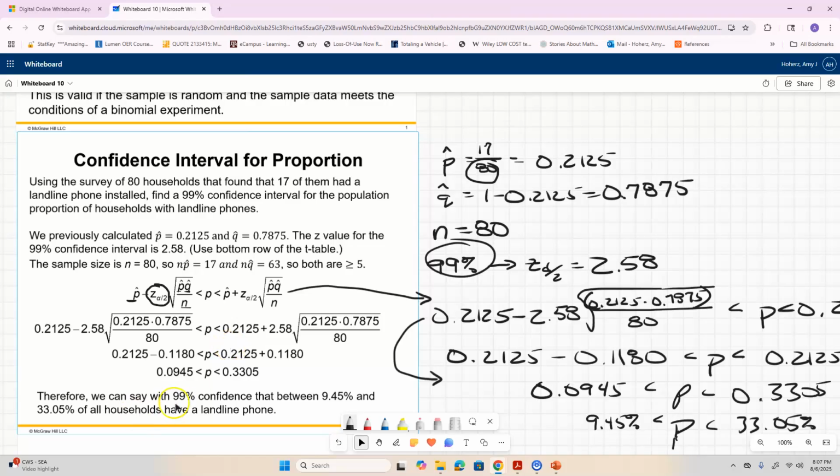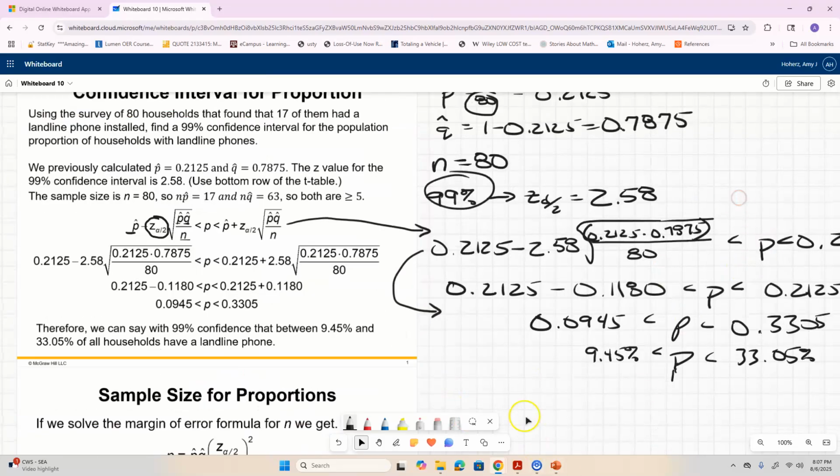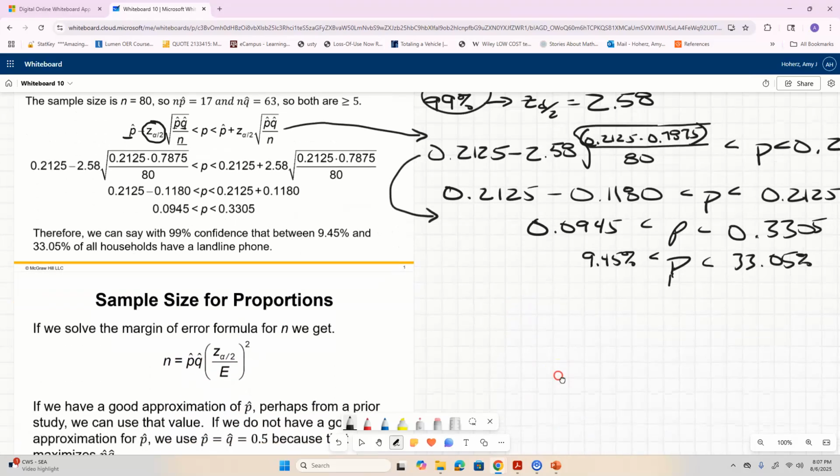We can say 99% confidence that between 9.45% and 33.05% of all households have landline phones. Again, pretty far apart, roughly about 10% to 30%. That's a pretty wide gap for trying to estimate something. But we are 99% confident it's in there somewhere.